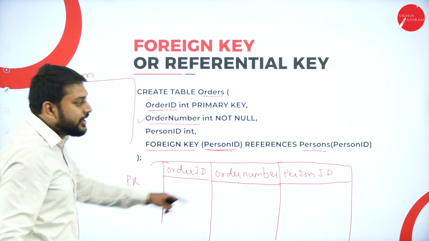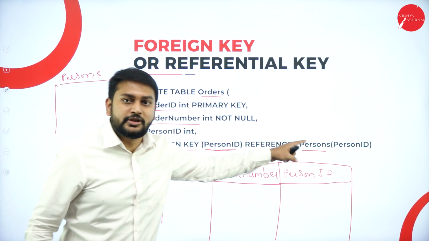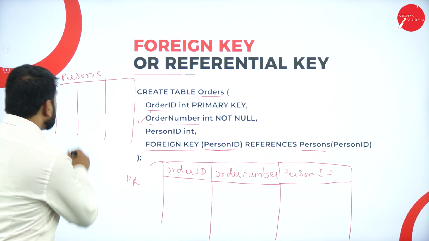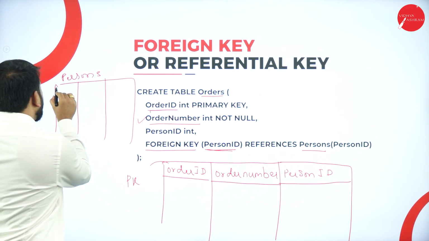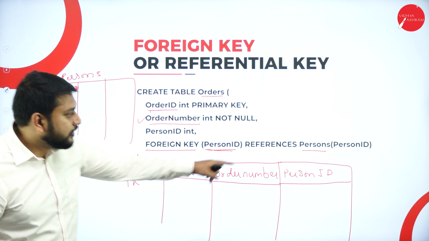I have to mention the name of the table. So fine, the name of the table is persons. That is what I have mentioned here. So in that table, what is the primary key? There also I have given it as person ID. You have to mention that person ID. So that is what we have mentioned here.